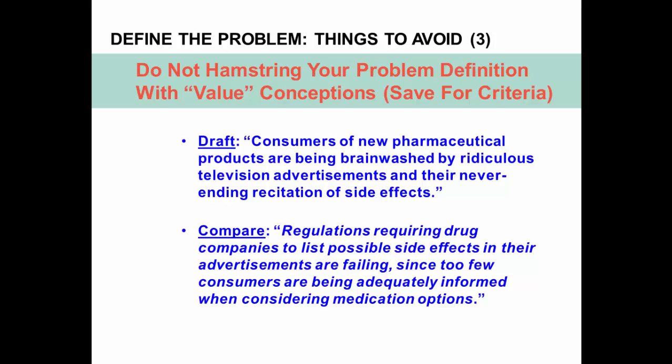If we go back to our earlier preferable statement of the problem, we'll see how we have left value conceptions for later stages, perhaps for criteria, perhaps for how we identify our alternatives. Regulations requiring drug companies to list possible side effects in their advertisements are failing, since too few consumers are being adequately informed when considering medication options. This is a neutral statement as to the social condition that needs addressing and the objective for advancing towards improvement.